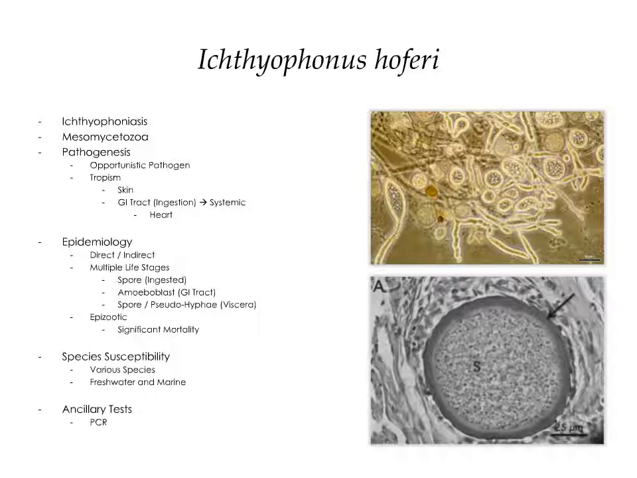In regards to epidemiology, transmission is either direct or indirect. The organism has multiple life stages. The spore is the infective stage. This is generally ingested. The amoeboblast is the stage that occurs within the gastrointestinal tract. This is the stage that typically bores through the wall of the intestine. The pseudohyphae typically form within the viscera.